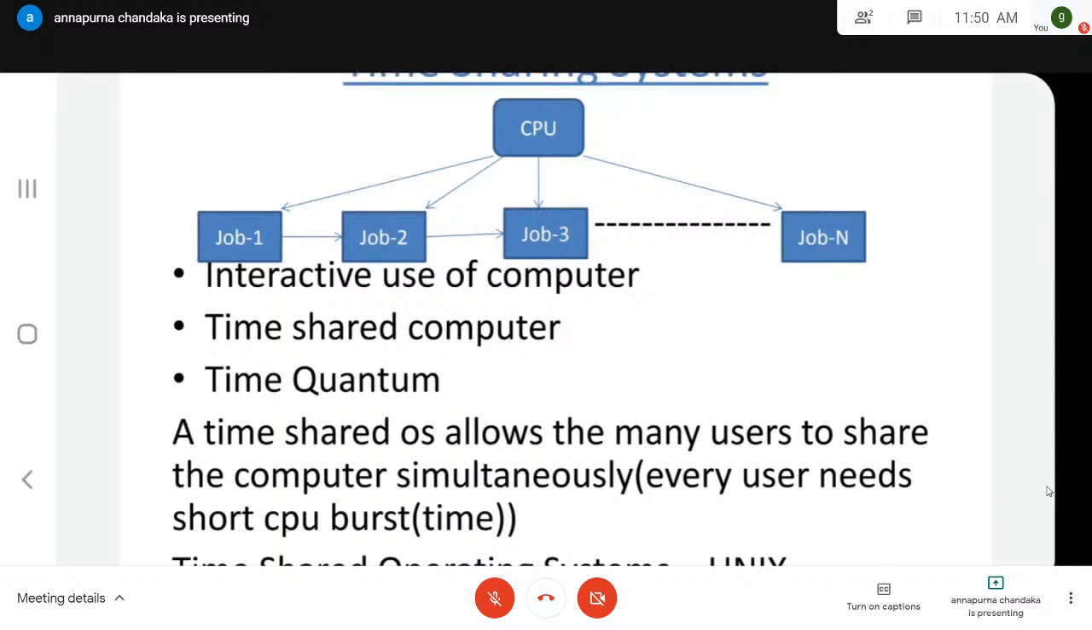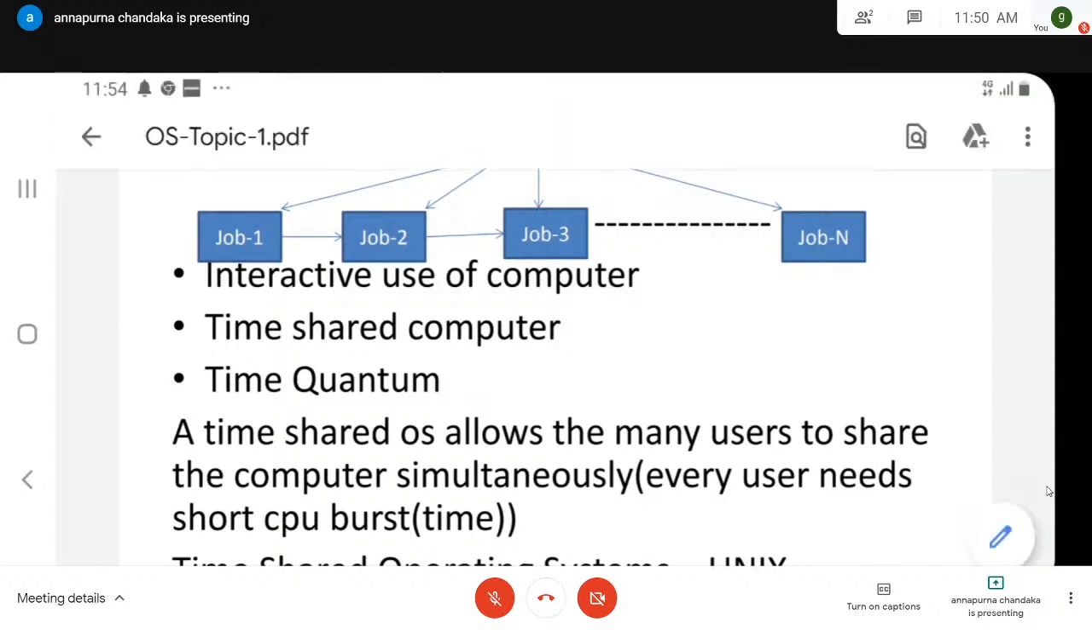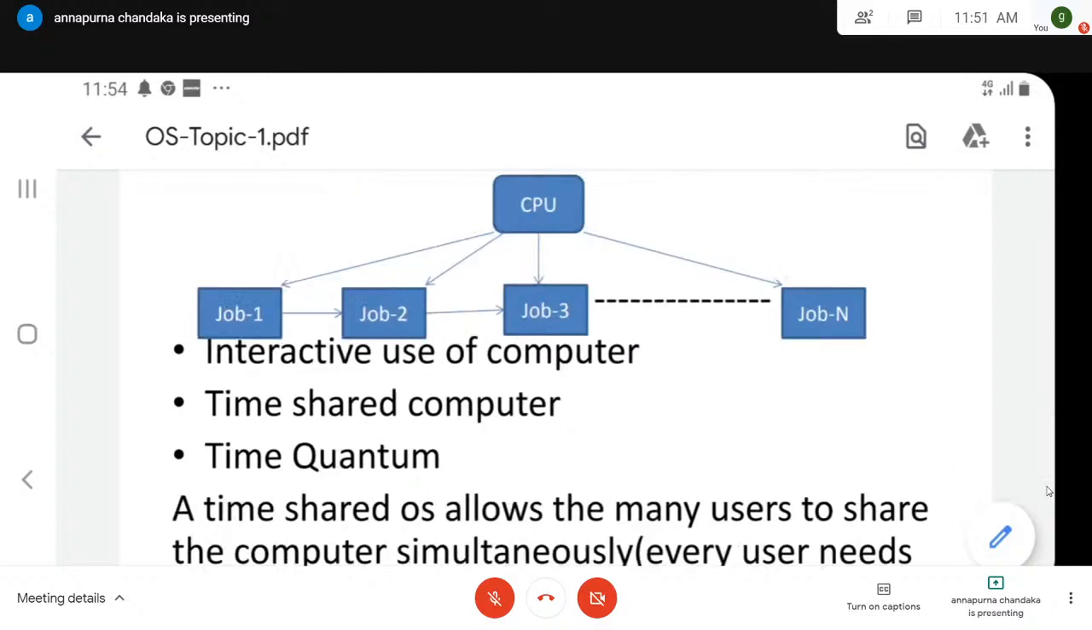There are multiple dumb terminals. Dumb terminal means those terminals which do not have any processing capability at all. Each and every dumb terminal is ready with one job. Let us see in the diagram: job 1, job 2, job 3, and so on, and each one is treated as a dumb terminal. Each one is going to be ready with one job.